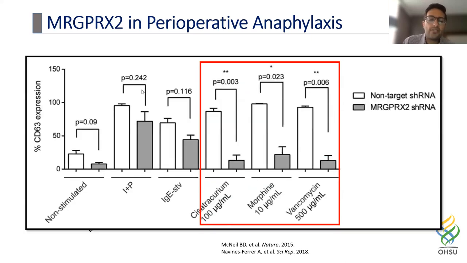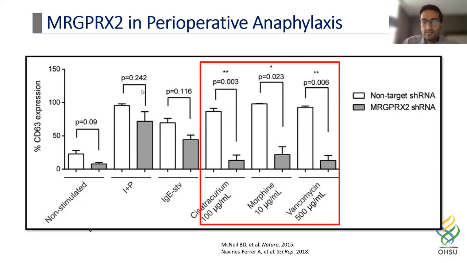So this group out of Spain, they took human mast cells and they were able to introduce a lentivirus to knock out or reduce the MRGPRX2 receptor expression in the mast cell line. And then they still confirmed that the mast cells were viable. They looked at KIT receptors, which were still there. Fc epsilon R1 is still there and still functional. So the rest of the mast cell looked like it was working properly, except that it had lower expression of MRGPRX2.